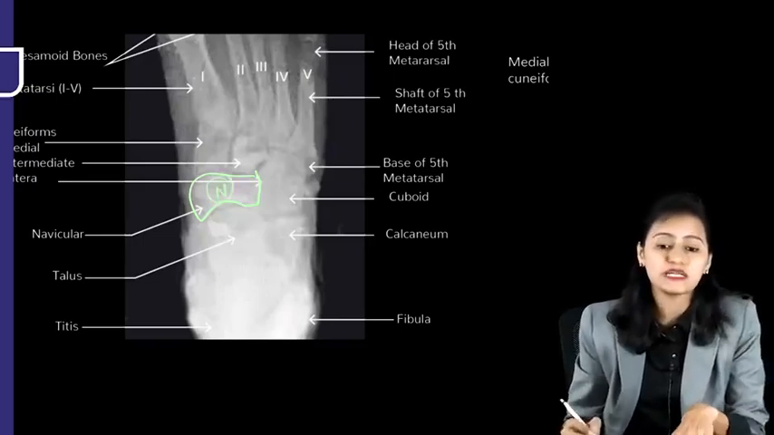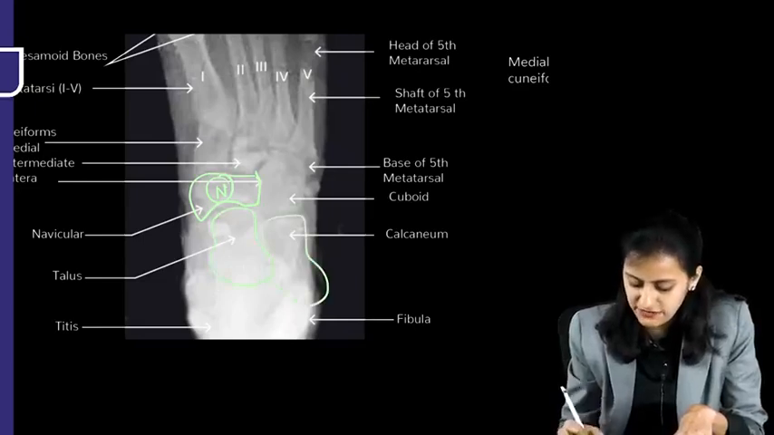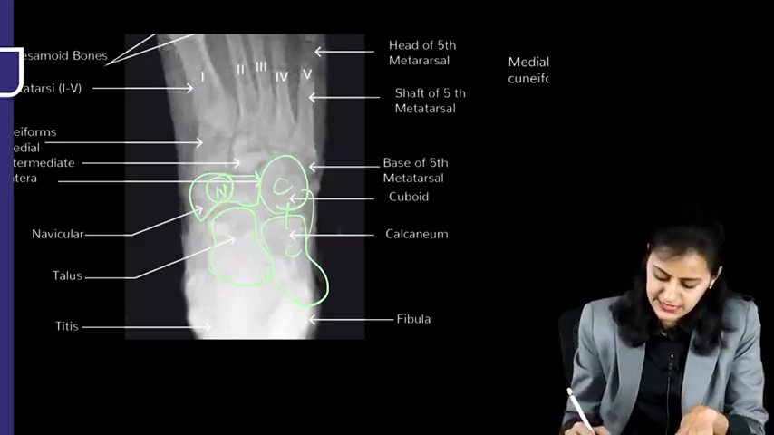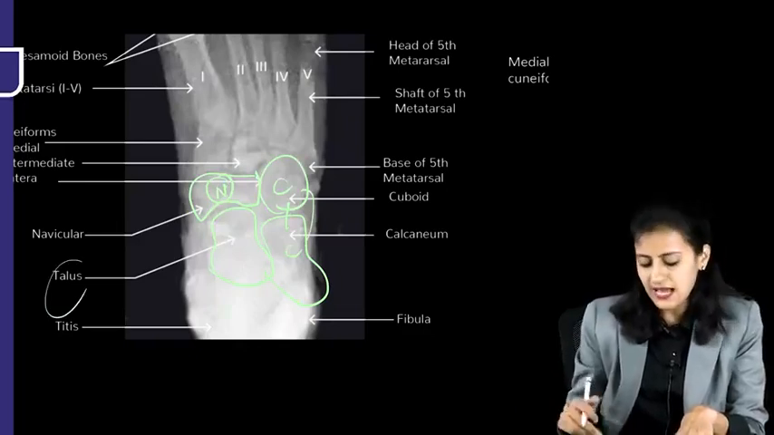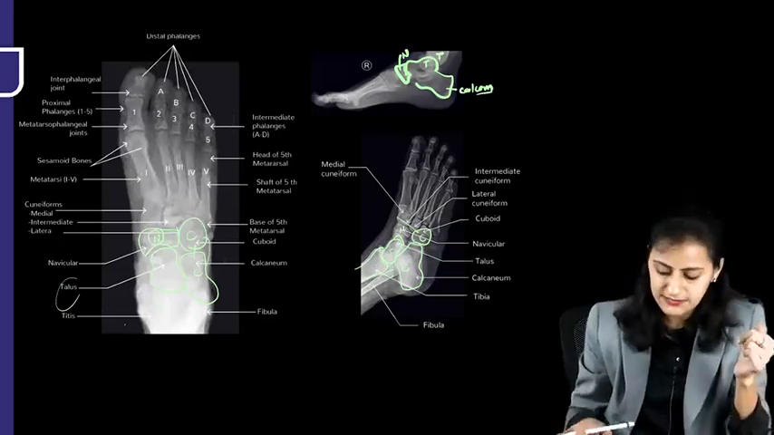Okay. In this image here, on the medial side, the boat shape is the navicular. Navicular is boat shape. And this is where we have the talus. We have the calcaneum. In front of the calcaneum, CC, we have the cuboid. Talus is on the tibia side and the navicular is on the medial side in front of the talus.